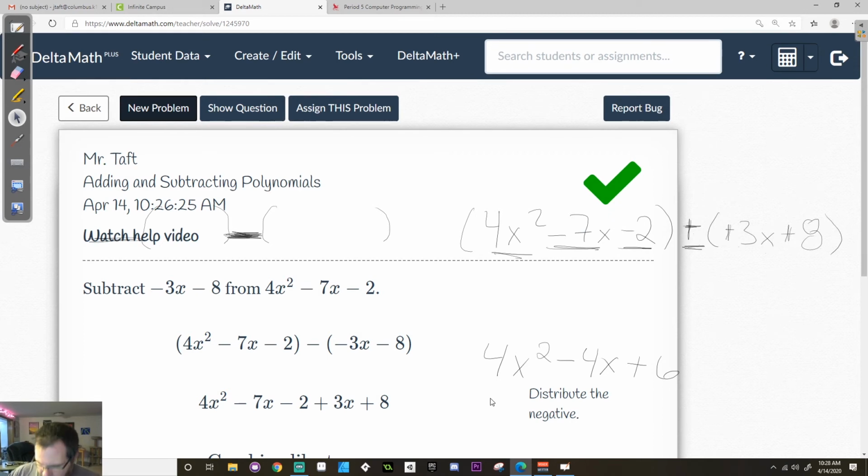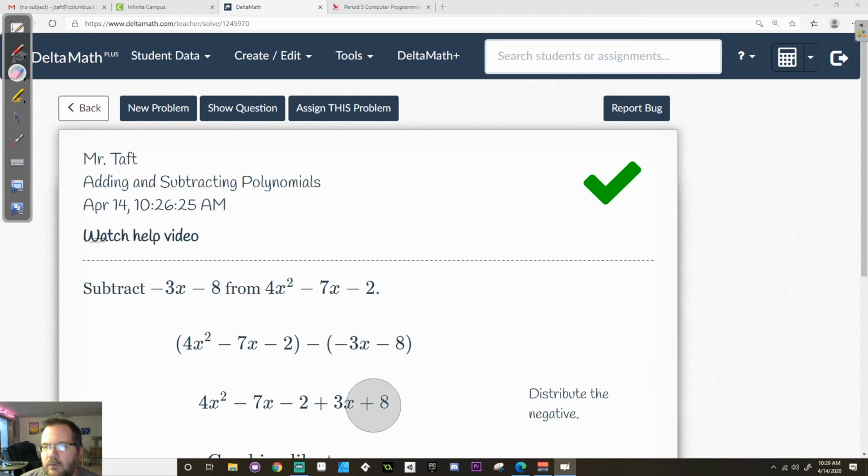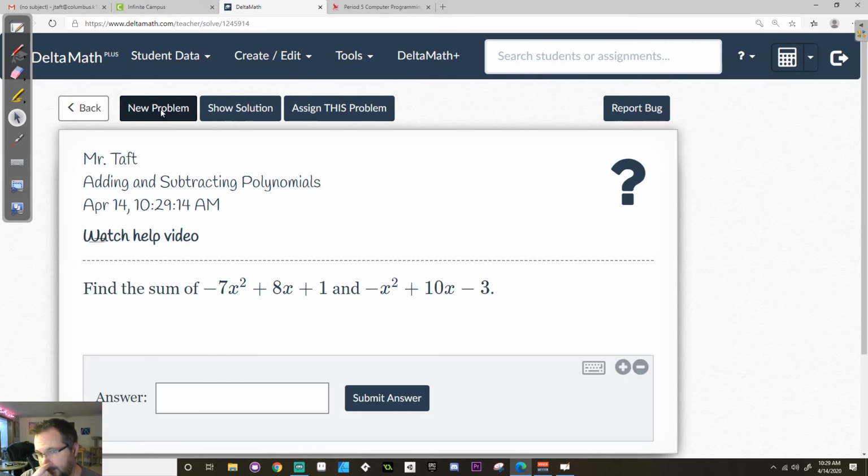Now, let's take a look at another example here because there's a few different ways that these can show up on your assignment. That's one. Let's look at another. Erase my doodles here really fast. All right, so new problem. So the word sum, you guys remember from way back at the beginning of the year, the word sum means to add two things together. So we're going to find the sum of these two.